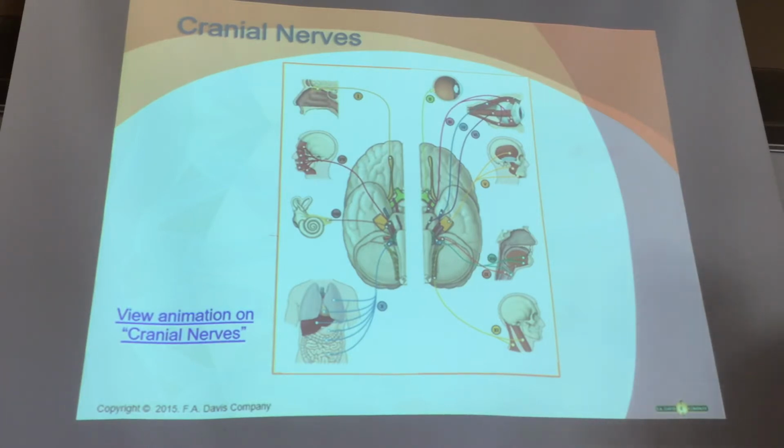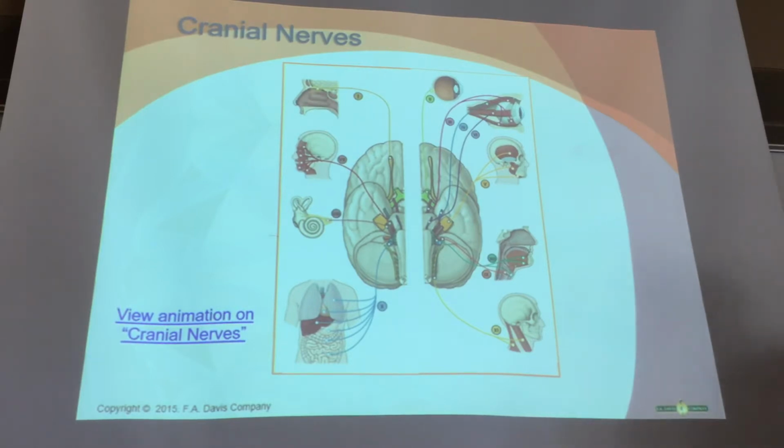Now, cranial nerve number 2. What's this one? Optic nerve. Optic, you got it. Sensory, motor, or both? Sensory. Sensory, good. And it's responsible for our vision.